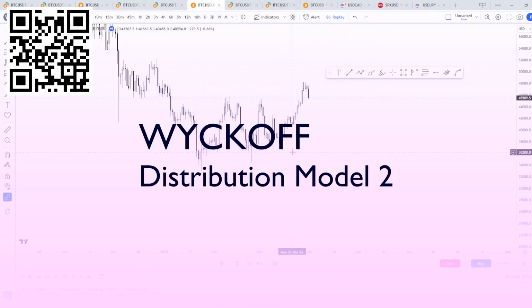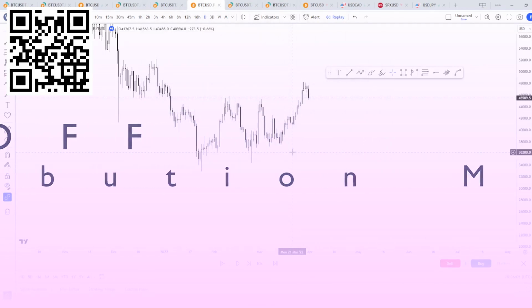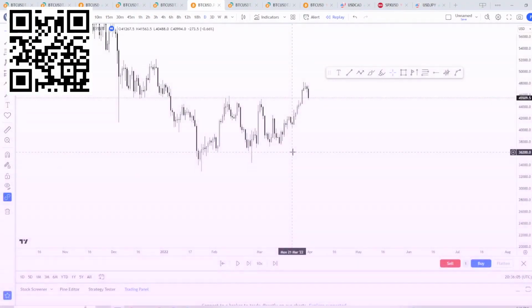So we're going to look at a distribution schematic model 2. Okay, so just like an accumulation schematic model 2, except upside down. There really isn't much of a difference except for that. Obviously, instead of demand, you're going to be using supply for the third tap, right? So that's the only difference, really.